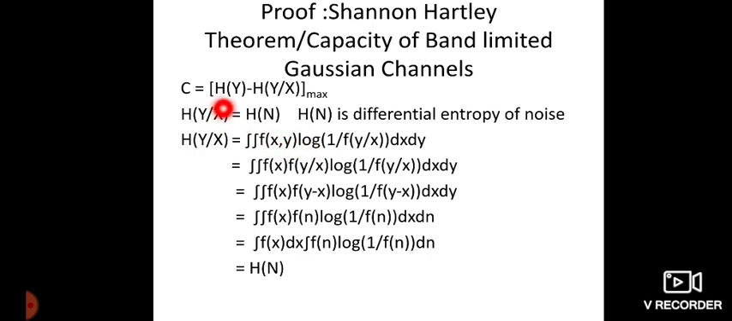C is the channel capacity, that is equal to h(y) minus h(y|x), max, because we know h(y) minus h(y|x) is the expression for the mutual information. So I max is equal to the channel capacity. So C equals h(y) minus h(y|x), max. H(y|x) is equal to h(n). H(n) is the differential entropy of the noise.